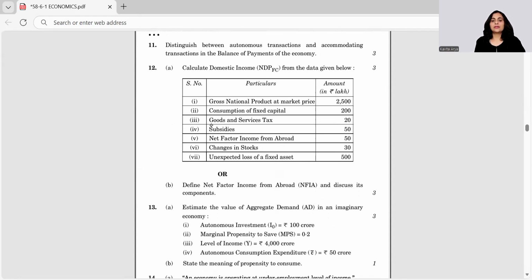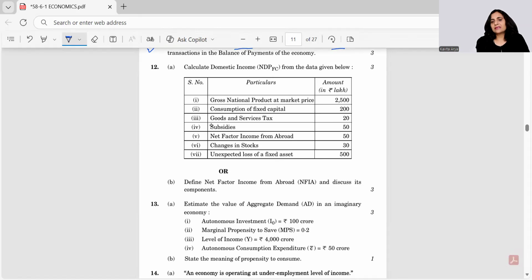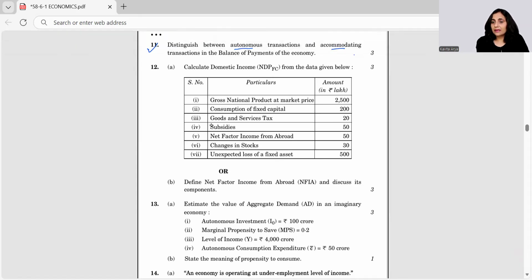Then we have: differentiate between autonomous transactions and accommodating transactions. You have many, 4 to 5 clear reasons. You give any 3. The first is the meaning: autonomous are profit oriented, but accommodating is to bring balance in the economy. These are done by public and private sector; these are done only by public sector. These are done in current and capital account, but these are done only in capital account. These are above the line. These are below the line. Any sale, purchase, export, import is the example. Here, fiddling with reserves is the example. So any 3 would fetch you the right marks.